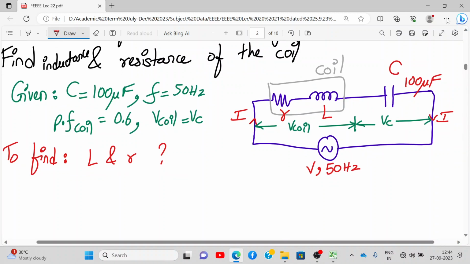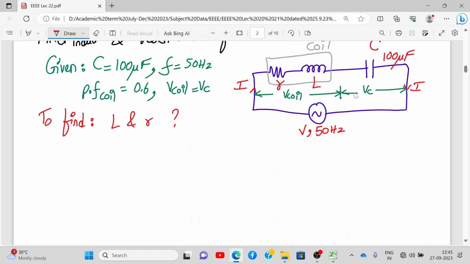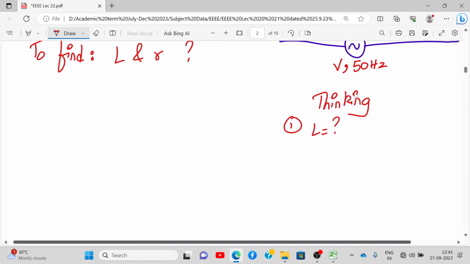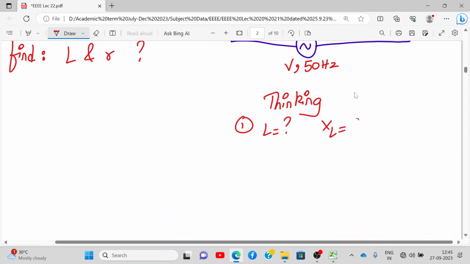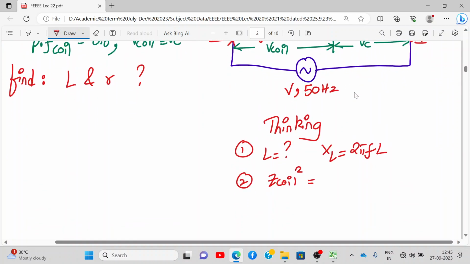Wait a minute. Let me write and show it to you. The mental picture is not working well. Okay, let me write it here in thinking. So first step is L is to be found out, right? You should know the value of XL because XL is 2 pi FL. Alright? Next step is we know Z coil square. What is Z coil square? It is an RL circuit, so how will you write it? R square plus XL square.